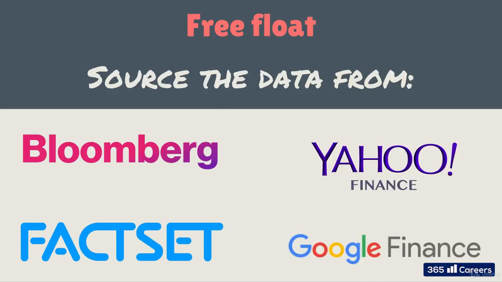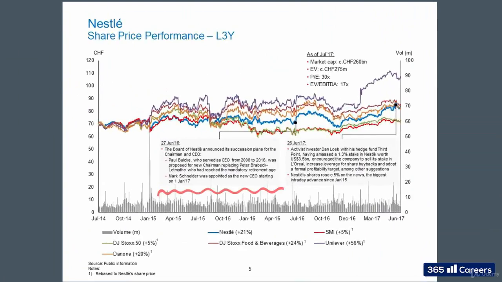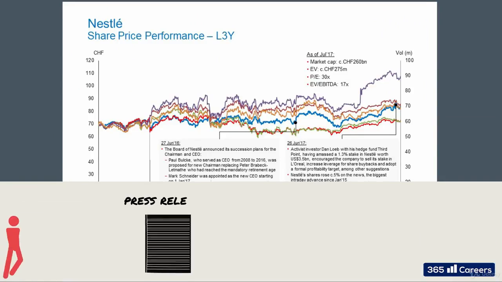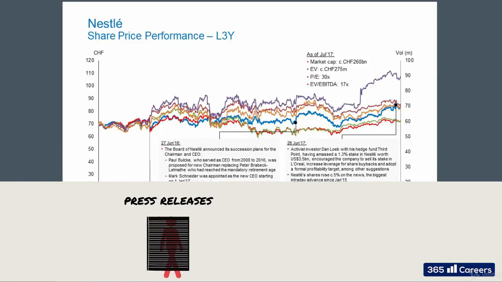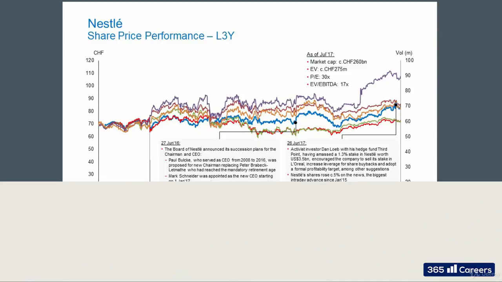If we want to make the chart even more informative, we can add text boxes with news about events that could have affected the company's share price. When researching for such events, we would first go through the company press releases published on its website, which would normally include any price-sensitive information. Then we would do a news run around the dates of any significant share price moves.